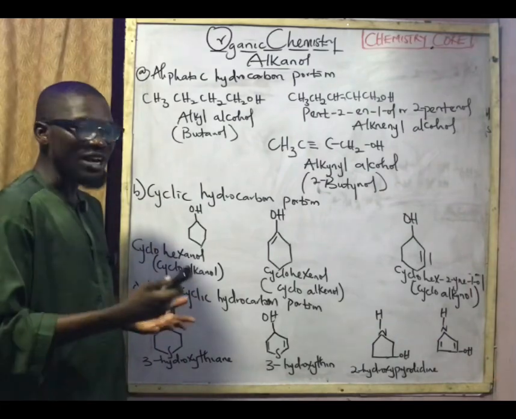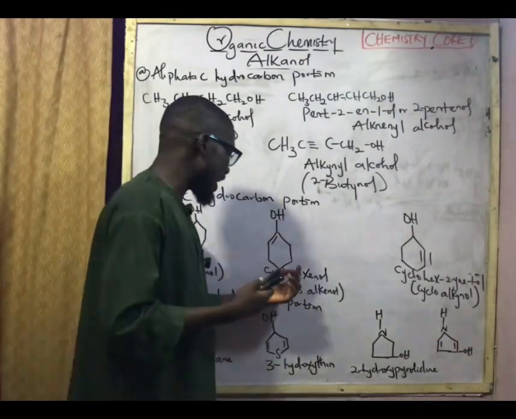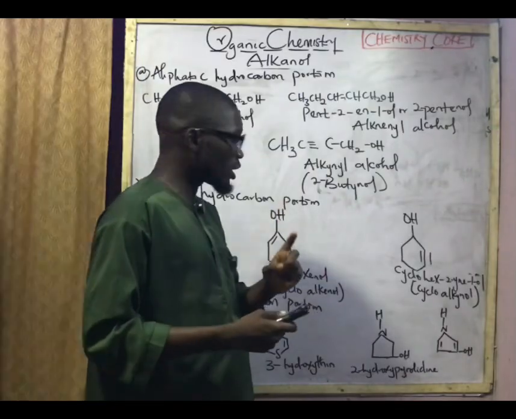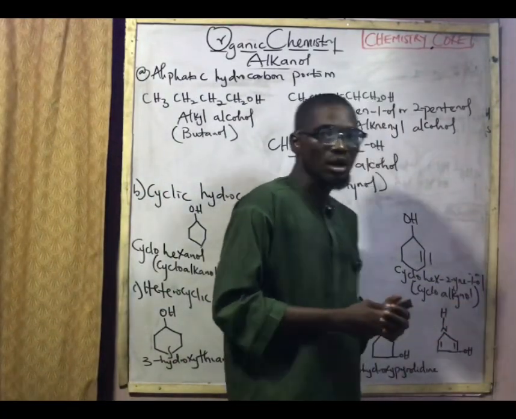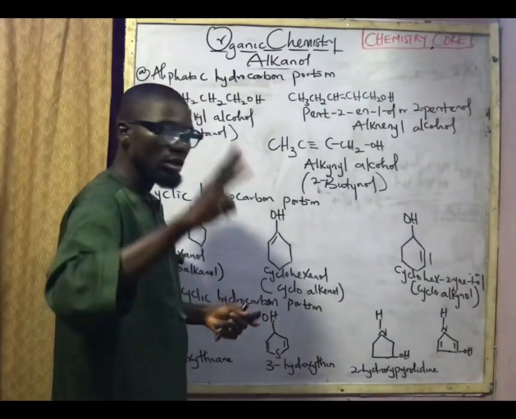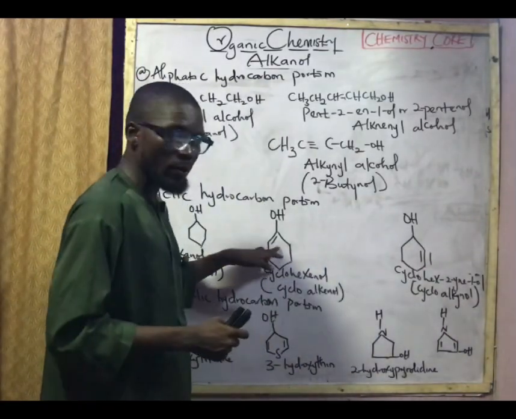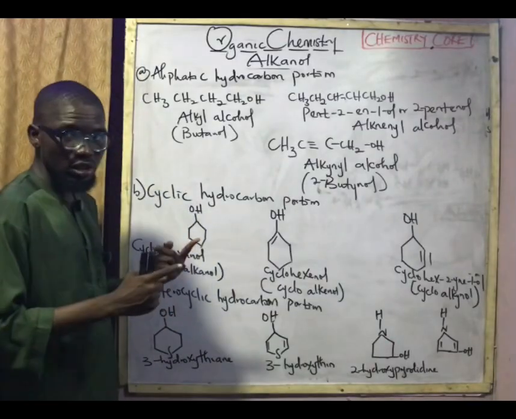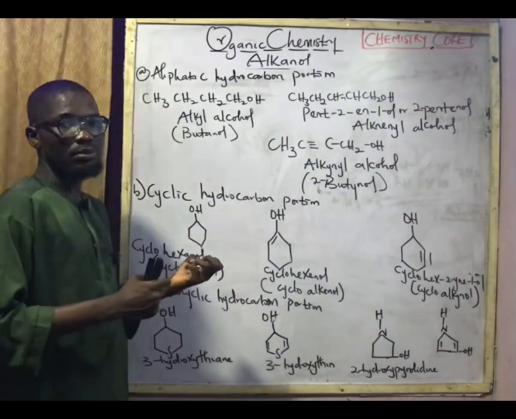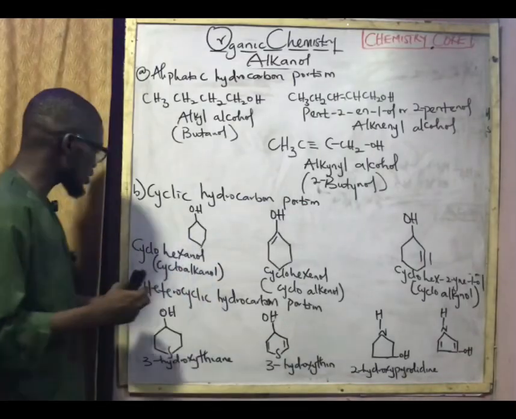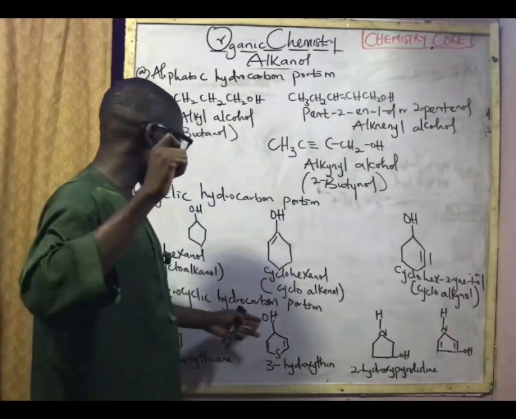So guys, the next one is cyclic hydrocarbon portion. The cyclic hydrocarbon portion, we have cyclohexanol, we have cyclohexenol, double bond, and we have cyclohex-2-en-1-ol, which is what? 3 full bond. 1, 2, 3. And here we have what? 1, 2 double bond, and here is a single bond. But they belong to the cyclic hydrocarbon portion. So guys, the last one is heterocyclic or unsaturated hydrocarbon portion.